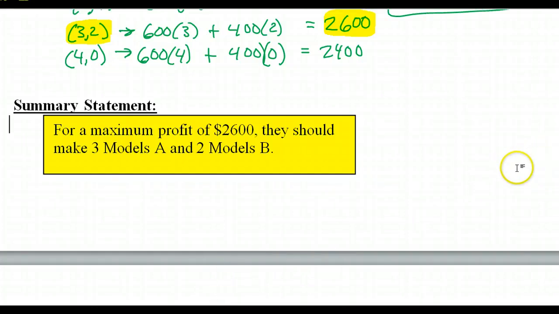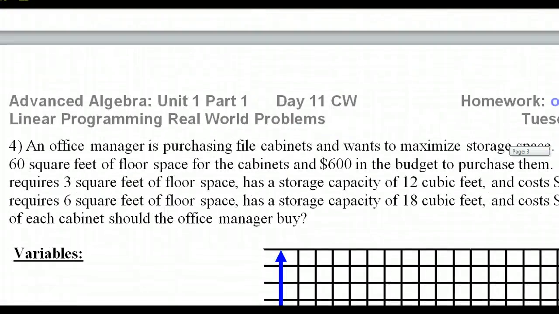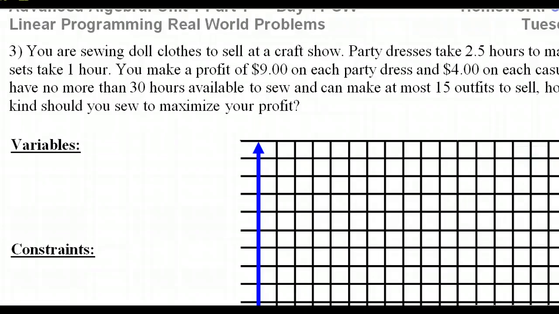I'm going to end this recording here, and if I have time, I'll make a separate recording for number 3 and number 4. But I'm running out of time, so we'll just have to see.